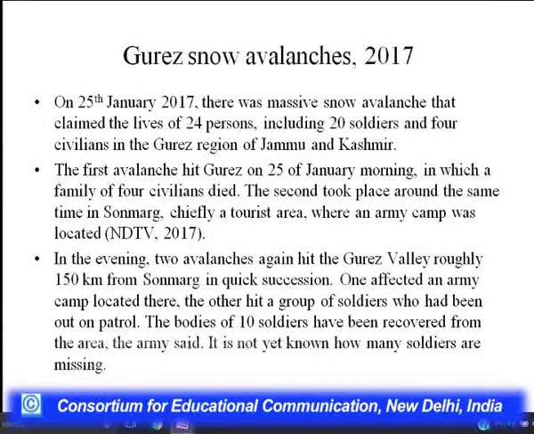I would like to mention particularly the Gurez snow avalanche that occurred in January 2017. The first avalanche hit Gurez on the morning of 15th January, in which a family of 4 civilians died. The second took place around the same time in Sonmarg, chiefly a tourist area, very famous, where an army camp was located. In the evening, 2 avalanches again hit the Gurez valley, roughly 150 km from Sonmarg, in quick succession. Here I would like to mention that avalanches in quick succession may cause more damage.